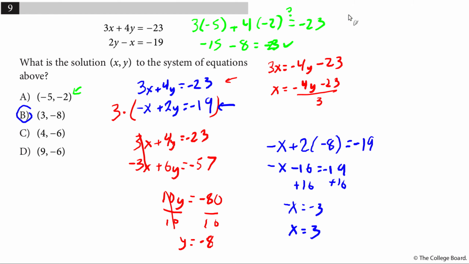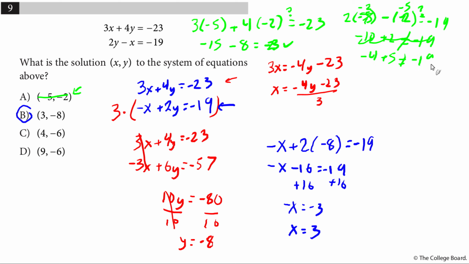So I put it in here, 2 times negative 5 minus negative 2 equals, with question mark, negative 19. That would be negative 10 plus 2. That sure as heck is not negative 19, so that's how I know this is not a solution. And you could actually just check, ooh, did I mess up? I did mess up. That's y, so it should be 2 times negative 2 minus, I'm assuming, yep, negative 5. So that would be negative 4 plus 5, still not equal to negative 19.